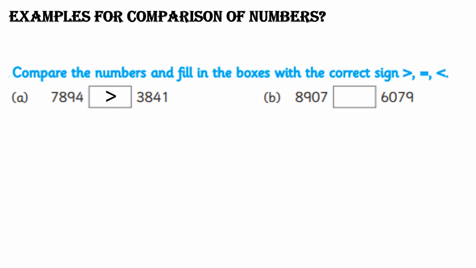Let's take one more example so that we understand it clearly. The first number is 8907 and we are supposed to compare it with 6079. Again, both are 4-digit numbers. So let's start comparing the digits. We have 8 in thousands place and 6 in thousands place in another number. So 8 is more than 6. So 8907 is more than 6079.